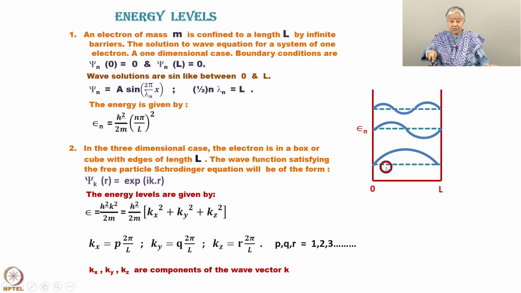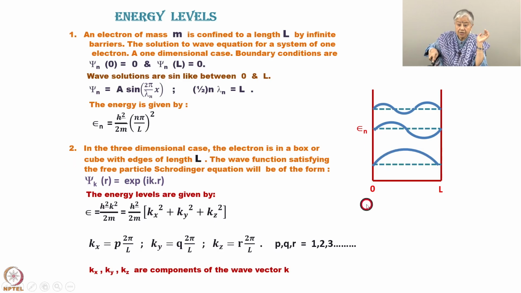Now, what is the value of these energy levels? The value of these energy levels is given by E n, depending on n is equal to 1, 2, 3 like that, h cross square upon 2 m, n pi by L whole square. So, these are the energy levels in case of a one dimensional case. That means the electron is confined between 0 and L, it is just moving between 0 and L, and the possible energy states are given here by E n.